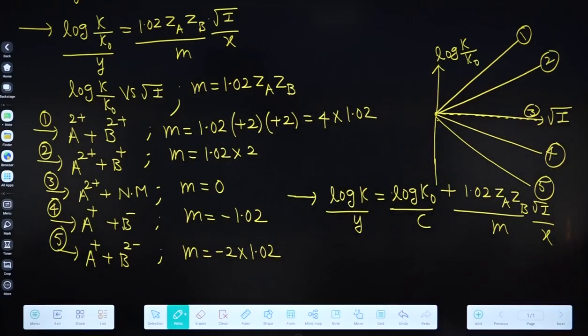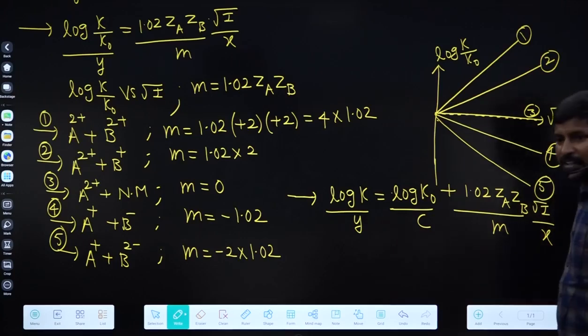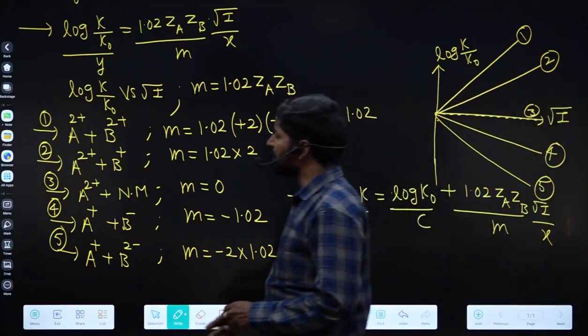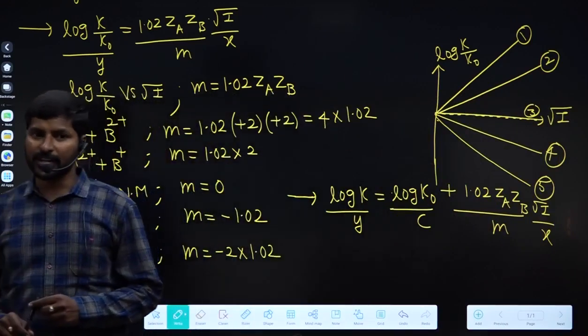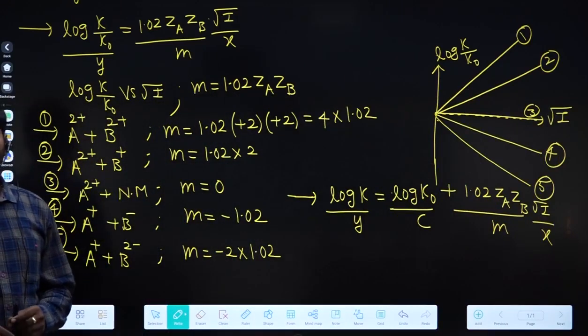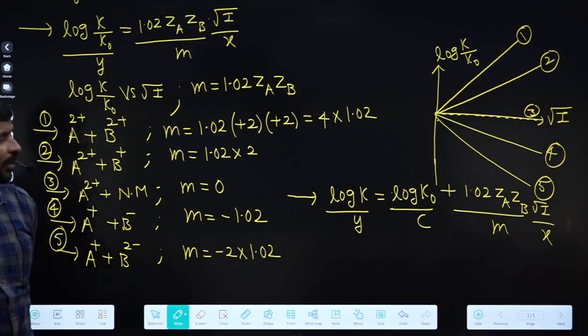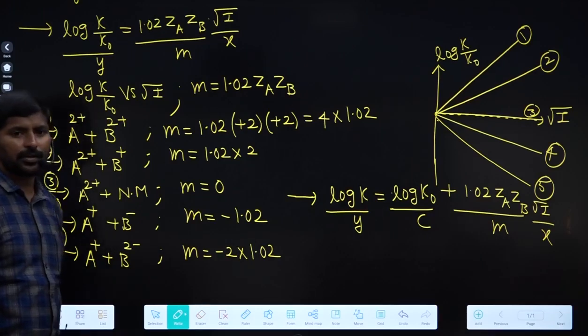For the reactions involving same charged species, as ionic strength increases, rate of reaction also increases.